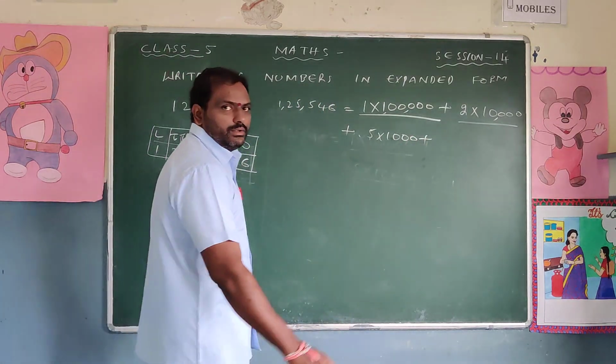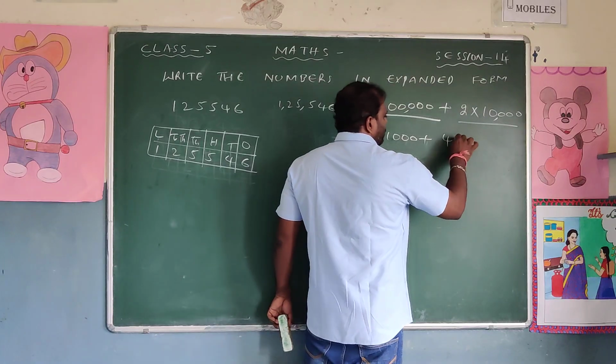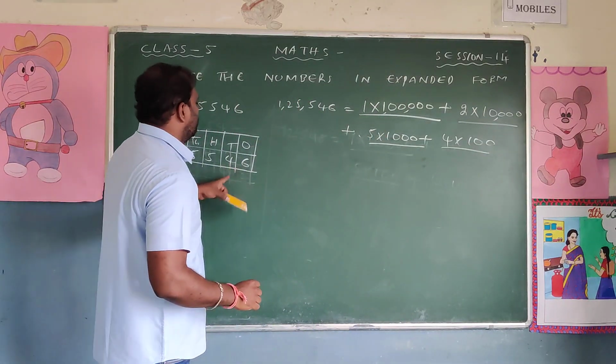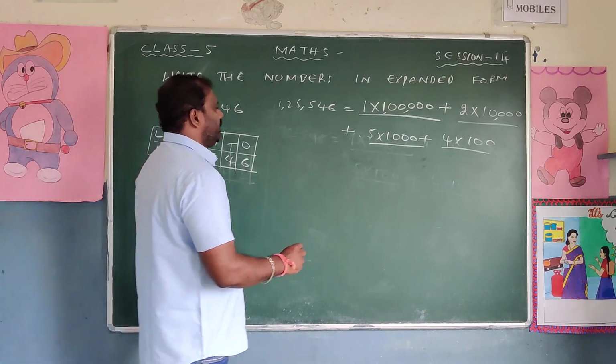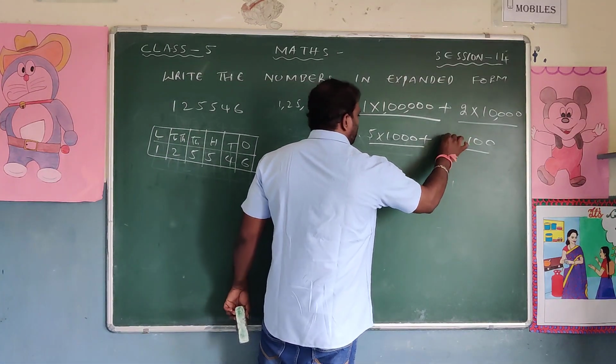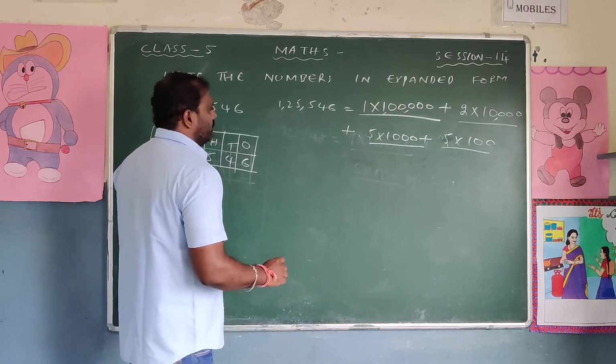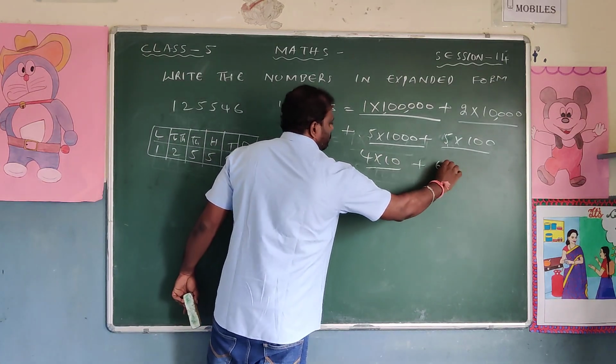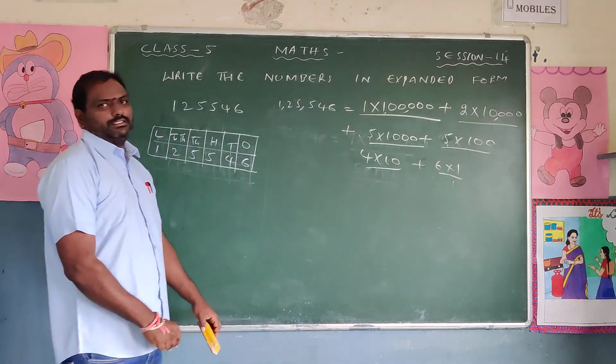Next 5 into 100, next 4 into 10, plus 6 into 1. This is the way to write.